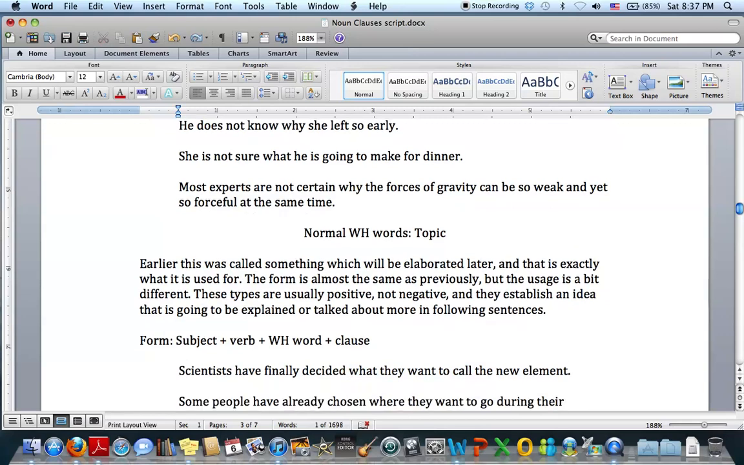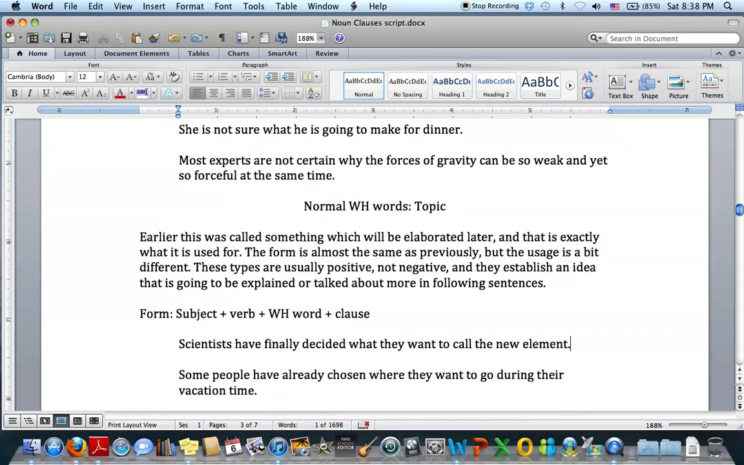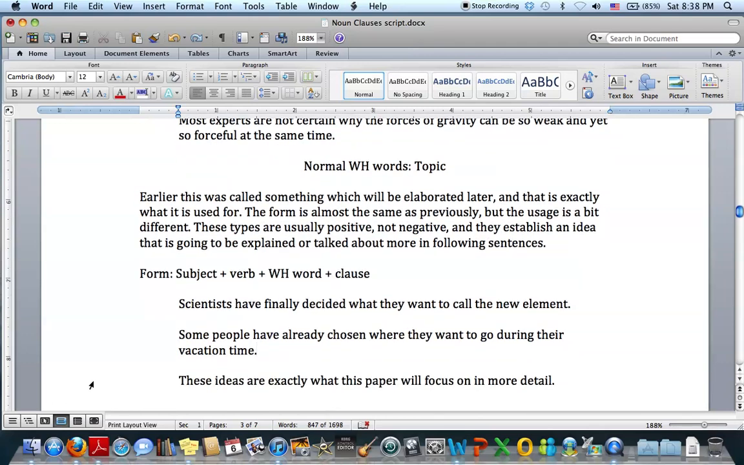All right. Next up. Some people have already chosen, so here's our subject, some people have already chosen where they want to go during their vacation time. Same deal. We've got our WH word, and here we've got the rest of the clause. They want to go during their vacation time. We've got this go. It's like, well, they want to go where, or when. So this where right here is actually expressing an adverb phrase that should be inside that clause right there. Okay.